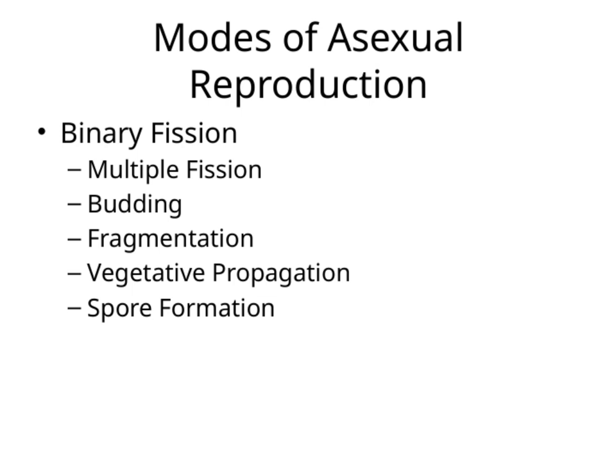Fragmentation involves an organism breaking into parts, each of which can grow into a new individual, a common method in some worms and algae. Vegetative propagation is especially interesting because it allows plants to reproduce asexually through parts like stems, roots, or leaves, leading to new plants that are genetically identical to the parent. Lastly, spore formation involves the production of spores, durable, resistant cells that can survive harsh conditions and grow into new organisms when conditions are favorable.